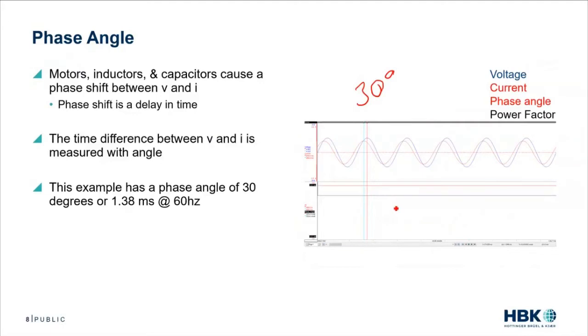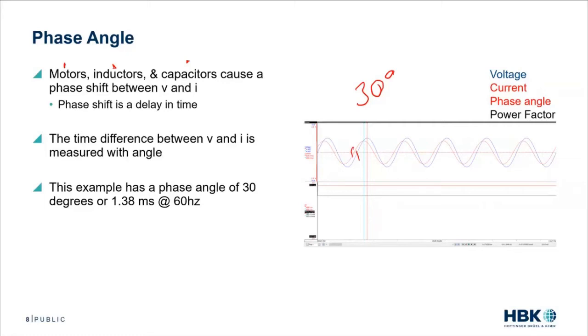And on the bottom slide here, I just have our angle in a very static measurement. But again, as many of us probably know, motors, inductors, capacitors cause a phase shift between voltage and current. And visually here, what we see that as is a delay in time between the zero cross of my current and the zero cross of my voltage. So you can think of it as a phase shift since this is a sine wave.